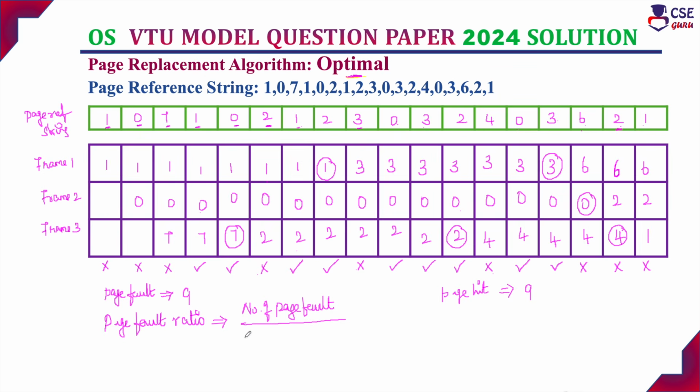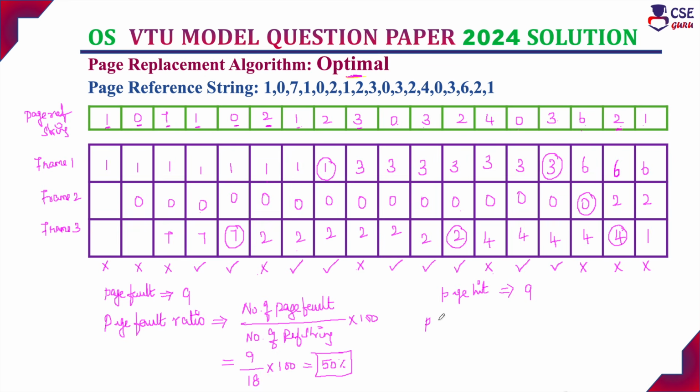And page fault ratio if you are considering, it is number of page fault divided by number of reference string into 100. So number of page fault here is 9 and the number of reference string given in the problem is 18. Total number of reference string is 18. So you will get it as 50%. The page fault ratio is 50%.